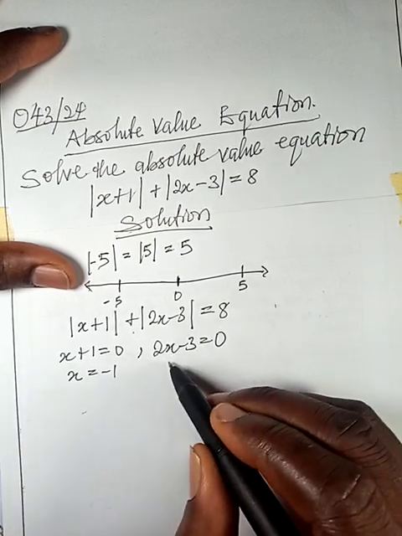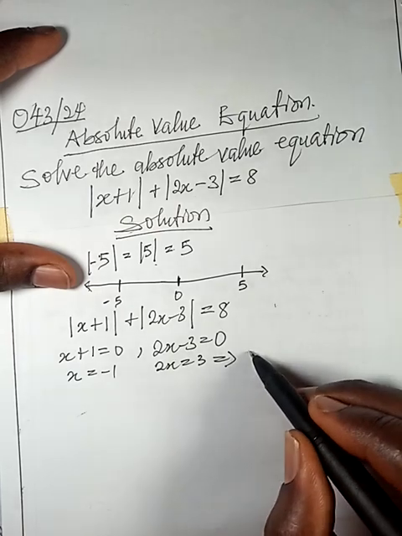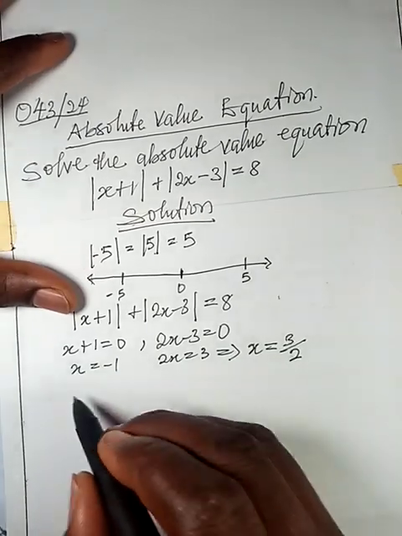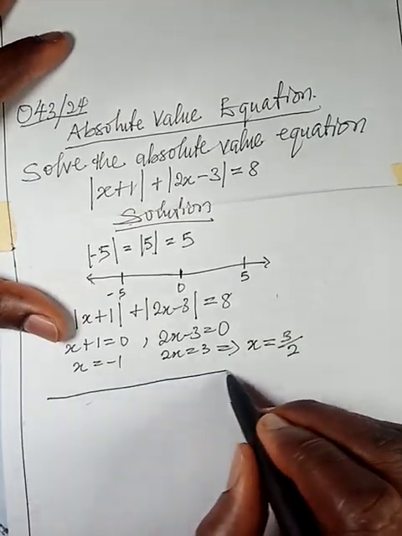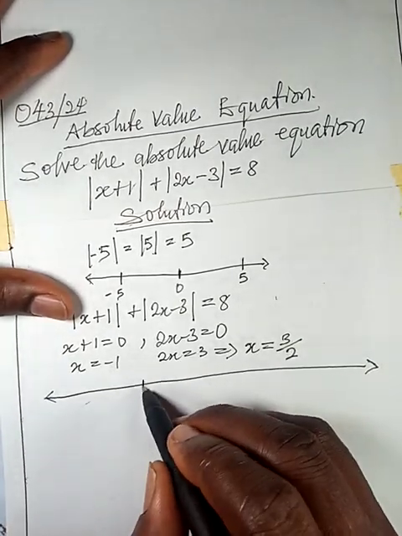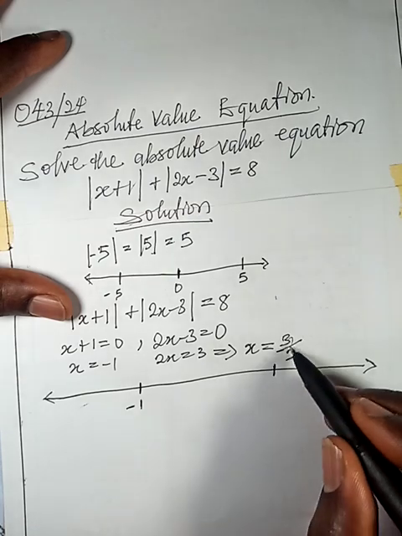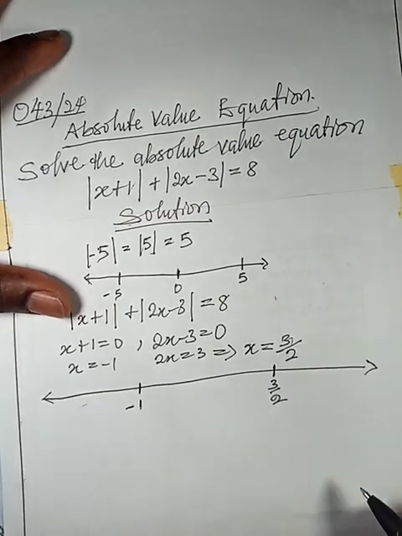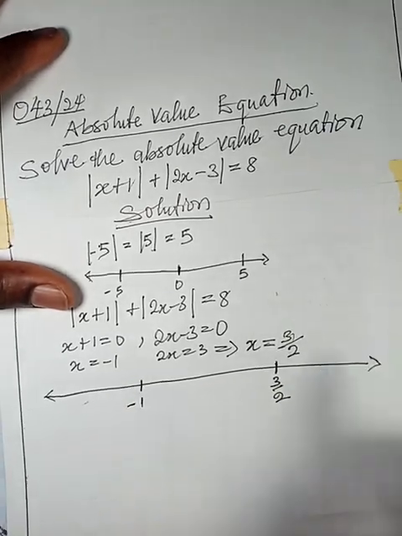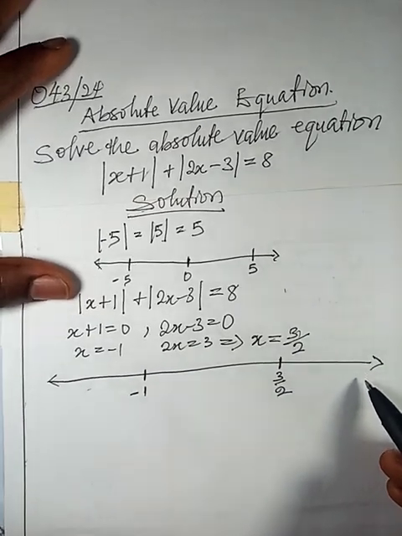And what do we have here? This is 2x equals 3. This tells us that x is equal to 3 over 2. Now, let's look at the intervals of these zeros on the number line. This is the smaller number, so this is negative 1 here, and then this is 3 over 2, or 1.5. Now, there are 3 regions from the zeros we got from the expressions that we need to consider.